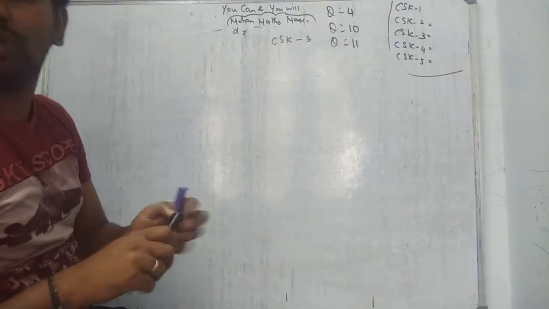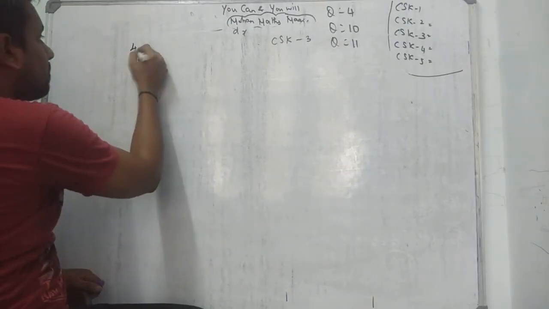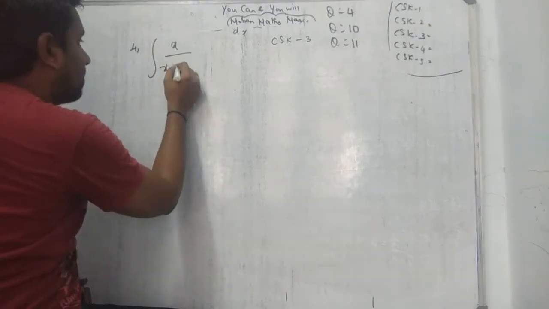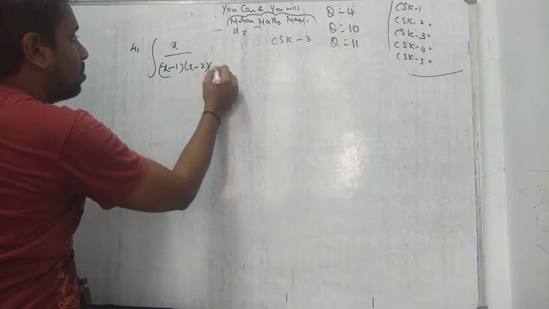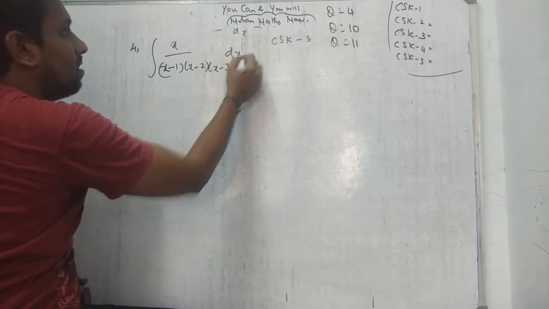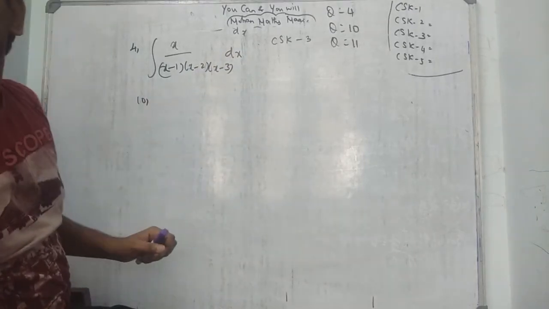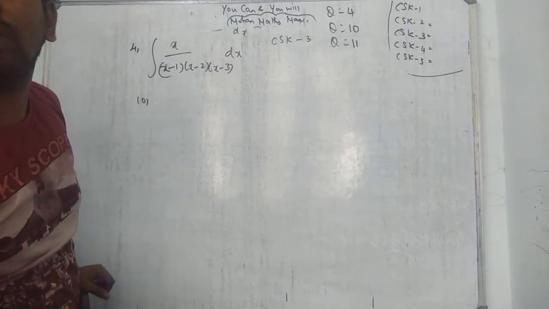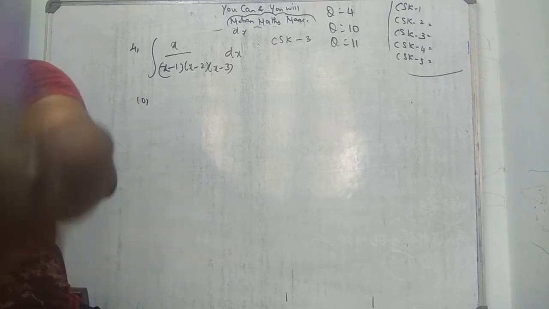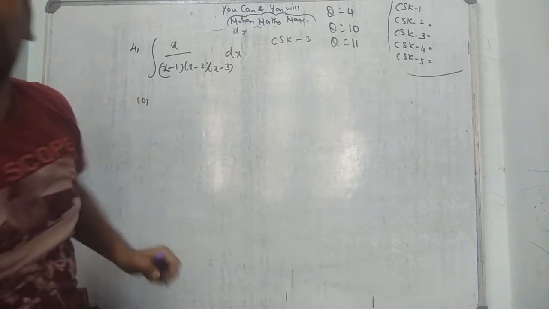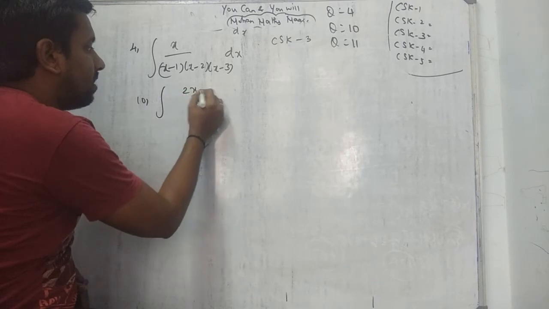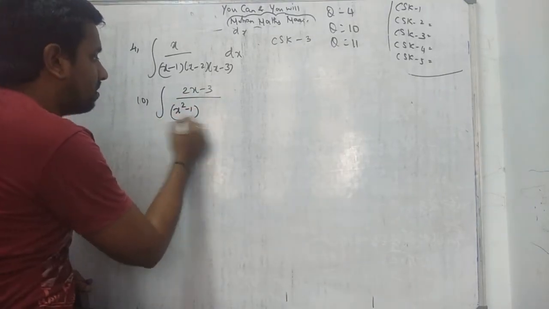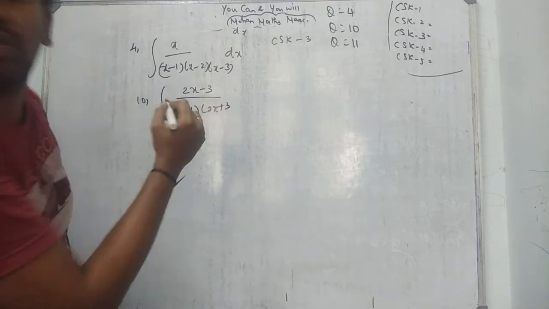So question number 4, integration of x upon x minus 1, x minus 2, x minus 3 dx. Again, same thing. Question number 10: 2x minus 3 upon x square minus 1 times 2x plus 3 dx.